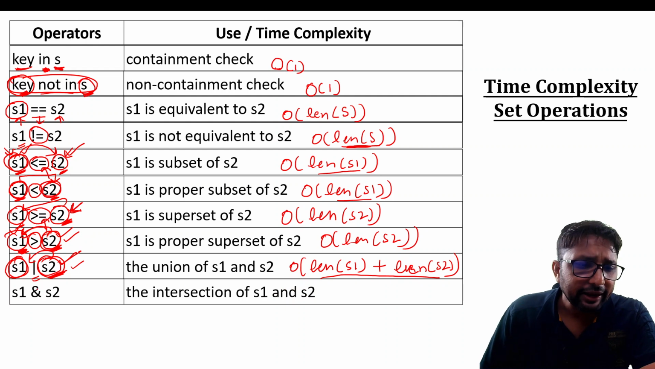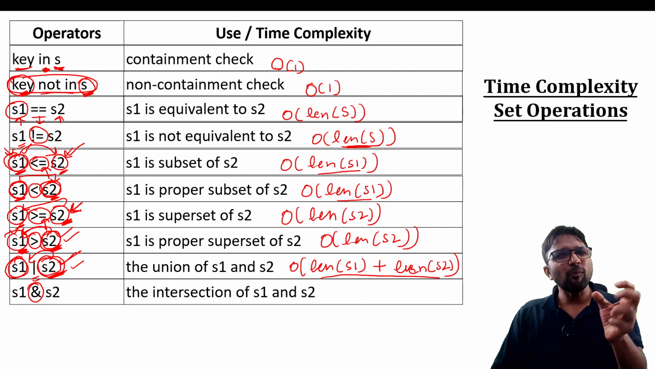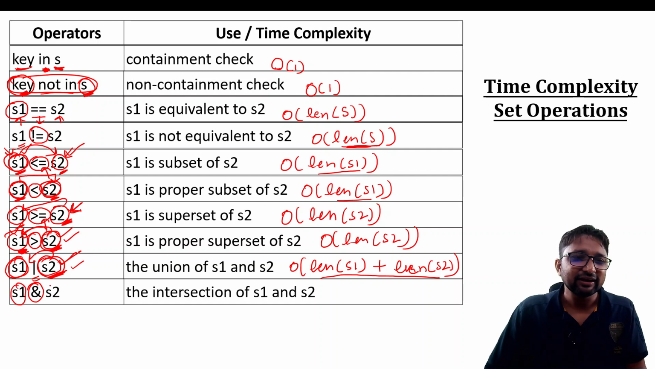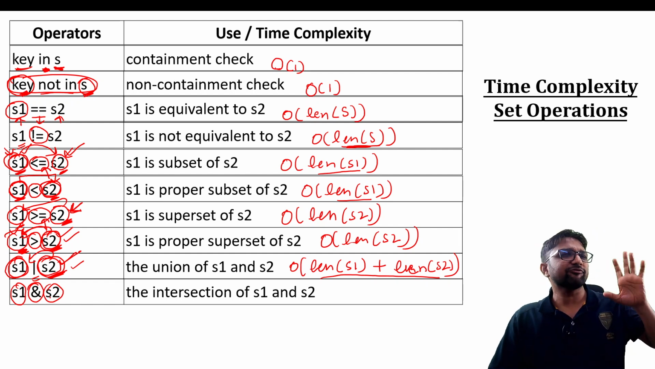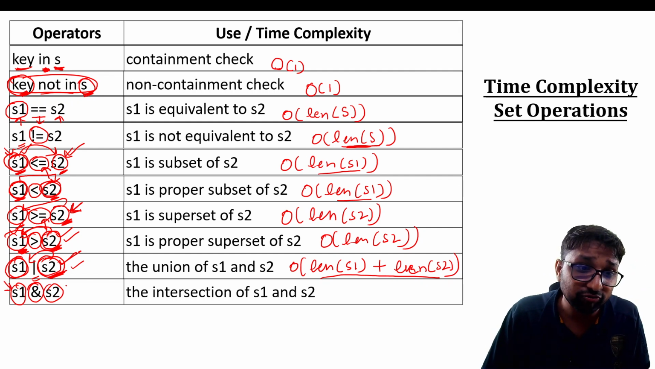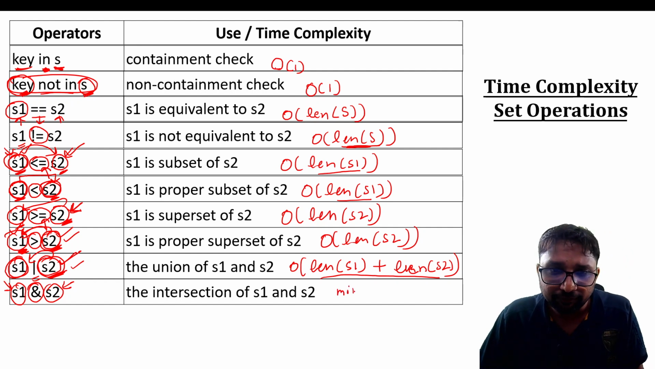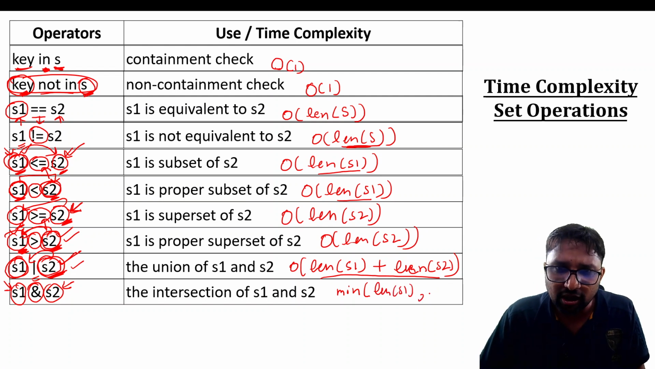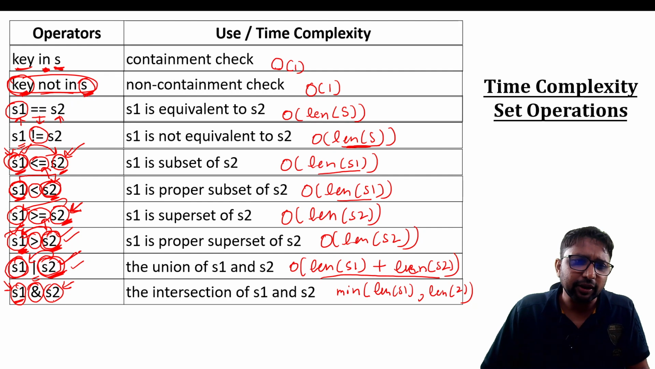Let's move on. Next operation is the intersection operation. Intersection operation is finding the common elements between S1 and S2. So what can be the efficient way to find the common elements? I can take the minimum length set out of these two. Who is having the minimum length? So let me find the minimum of S1 comma S2. Now let's suppose S1 is the minimum as compared to S2.